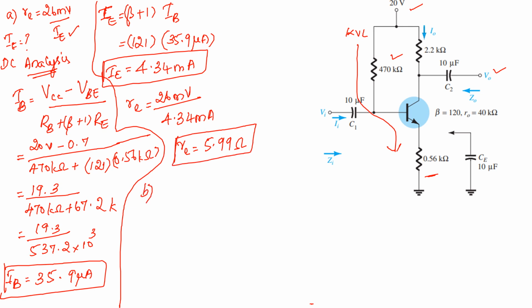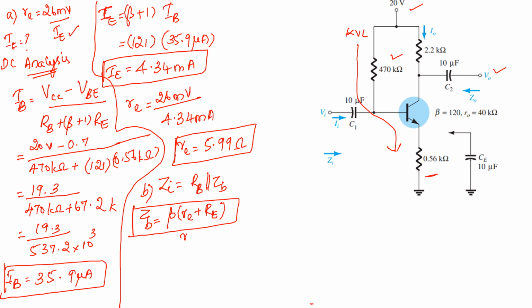Now B part. In the B part, you have to find out your input impedance. I have told you already, your input impedance Zi will be equal to RB parallel to ZB. But what is your ZB in the case of including R0? Including R0, ZB is equal to beta into re plus capital RE. Under the condition, what is the condition? You have to check R0 is greater than or equal to 10 times of RC plus RE.